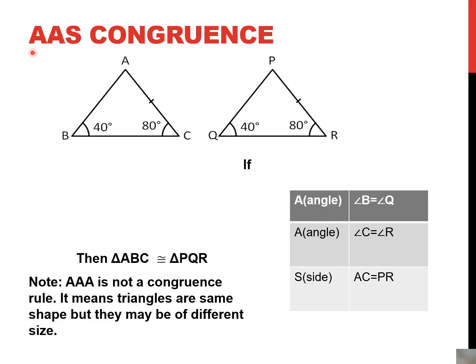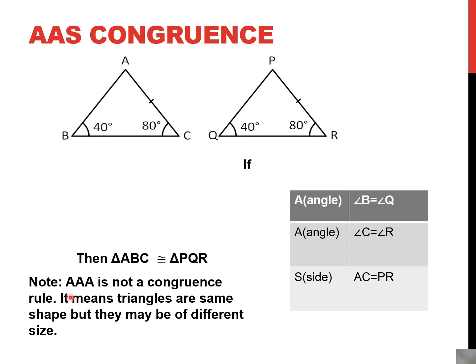Okay, the next congruency which we are taking is AAS, meaning angle, angle, side. Here we are taking two angles which are adjacent angles. Angle B is equal to angle Q, angle C is equal to angle R, and we are taking any side. Here we can take any side. There is not a condition that the side has to be in between them. So AC is equal to PR. So by AAS, triangle ABC is congruent to triangle PQR.